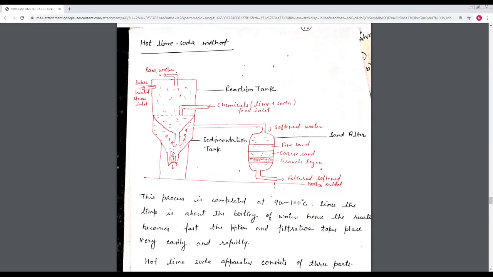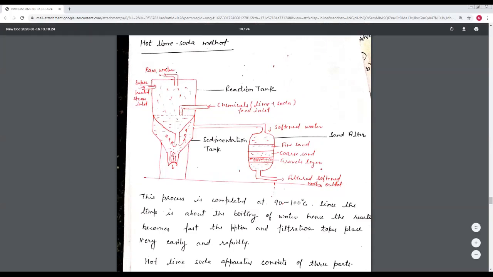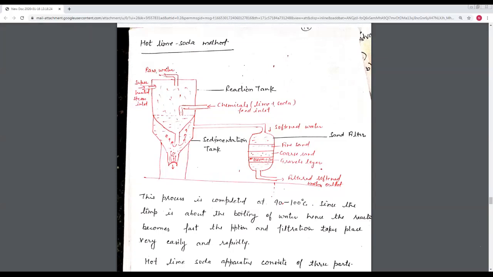This is the diagram of the hot soda lime method. In the hot soda lime method, there are three tanks. The first tank is this one, called the reaction tank, in which the reaction takes place. The second one is known as the sedimentation vessel, or sedimentation tank, and the third is the sand filter. So these are the three parts of this apparatus: first the reaction tank, second the sedimentation tank, and third the sand filter.